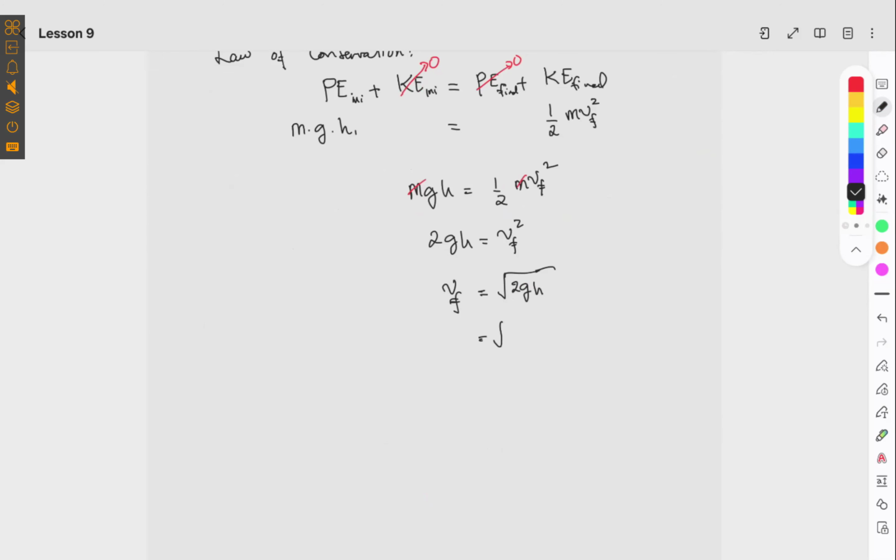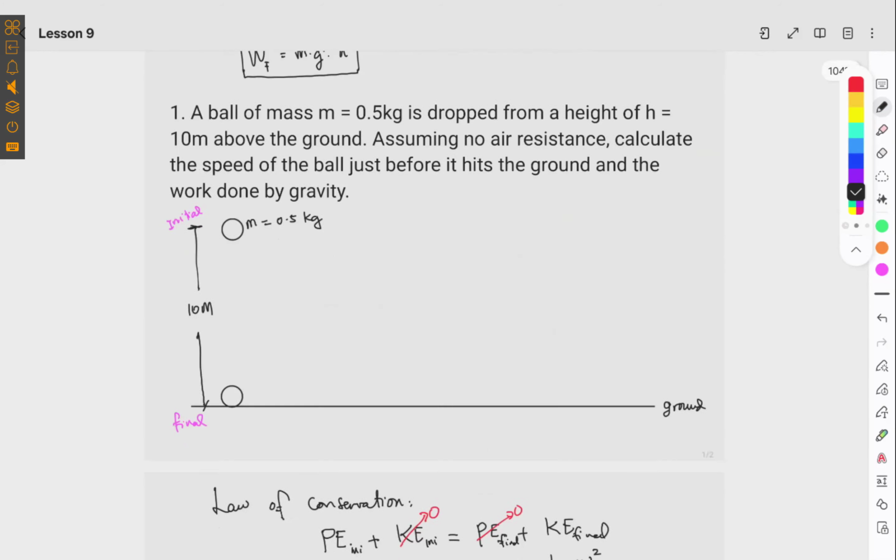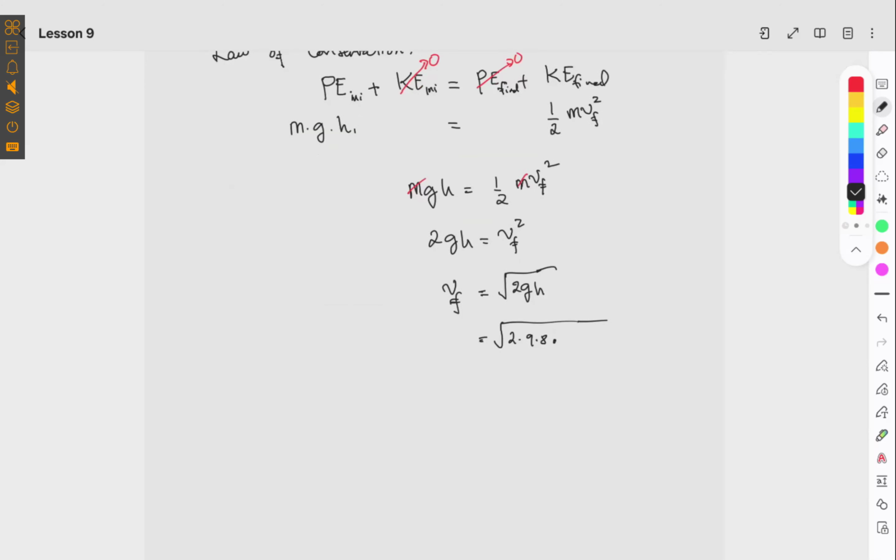Gravity is just simply 9.8 meters per second squared. And h is 10 meters, so the units will be meter squared per second squared. So for the final velocity, it is the square root of 2 times 9.8 times 10. That will be 14. So we will get 14 meters per second. So this is your velocity.